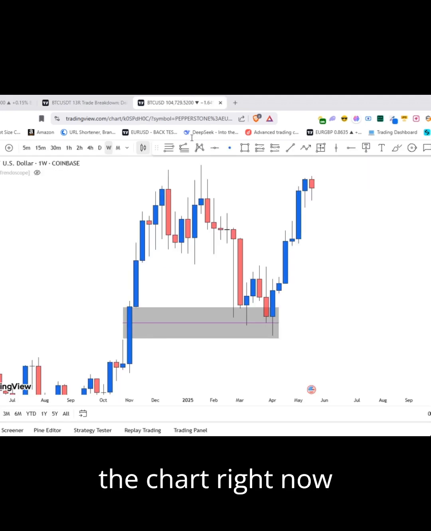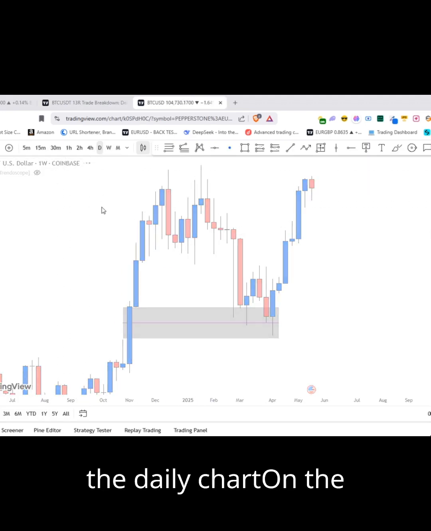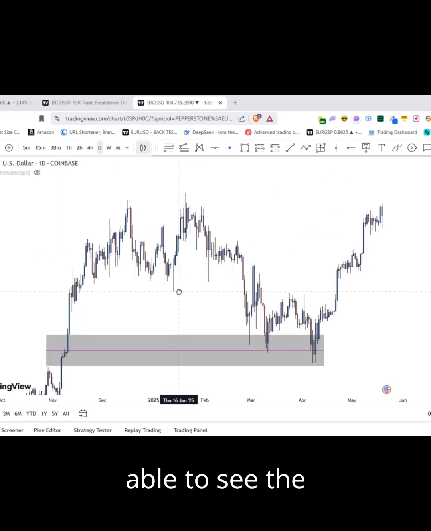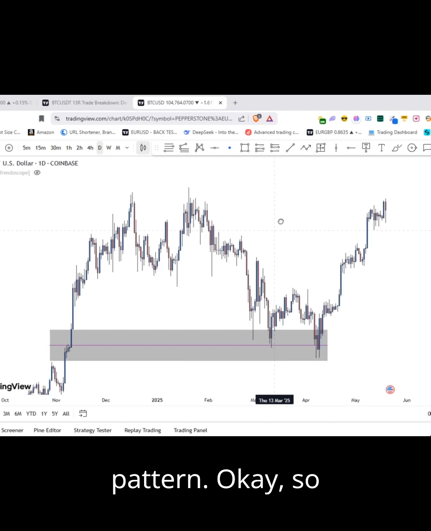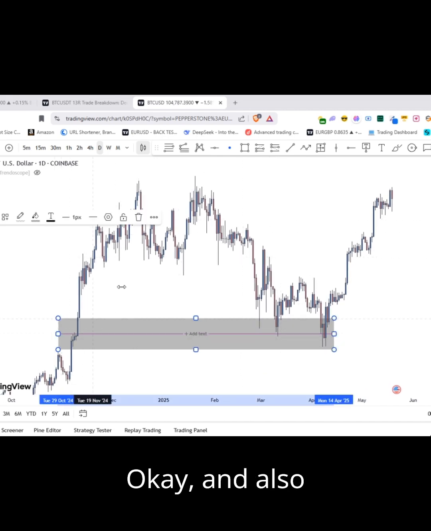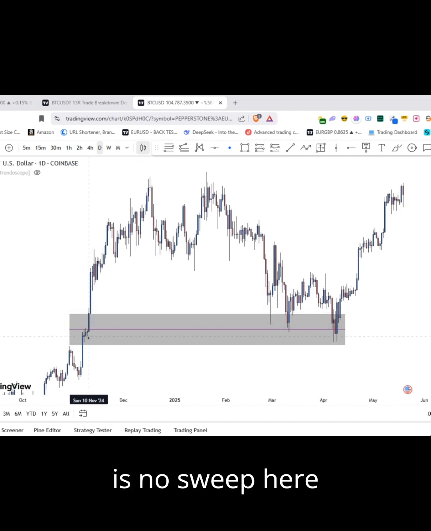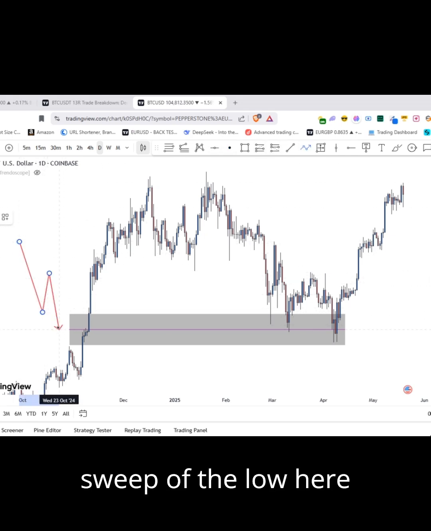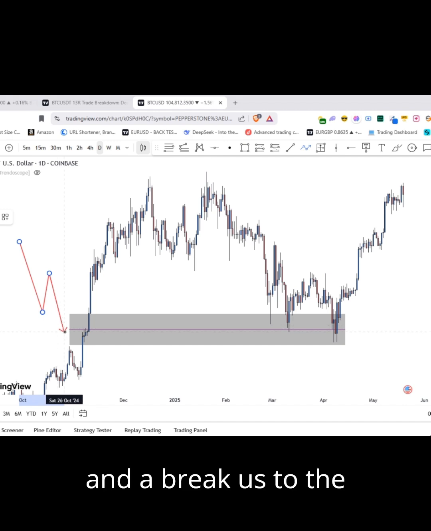So let's go to the chart right now. Let me show you guys the example. Go to the daily chart, and we're able to see the pattern. Remember that this is inefficiency on the weekly time frame, and also remember that there is no sweep here. There is no sweep of the low here and a break of structure to the upside.